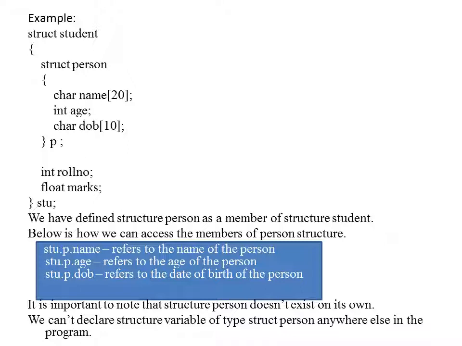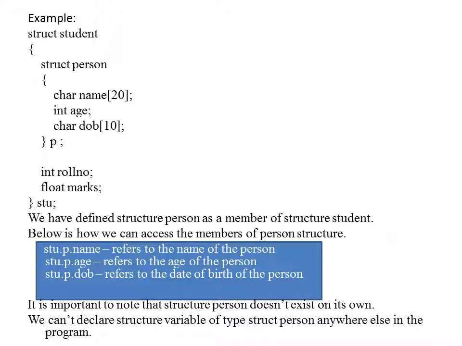In this we will consider one example to understand this. We are taking one struct student which is our outer structure, then the inner structure is struct person where all the members are defined, and one variable p is defined of struct person. Roll number and marks are the members of the outer structure student, and stu is the variable name of struct student. Now I want to access the name, age and DOB of the person structure. So how to reach that name, age and DOB?